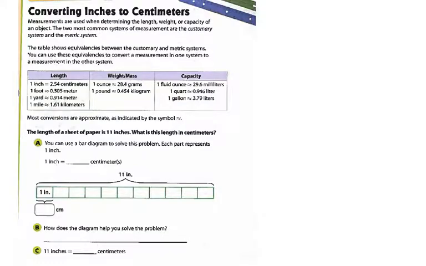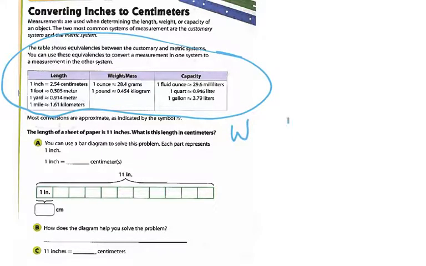And you can see here, they give us a conversion chart. So you're going to want to make sure that you have that up when you're doing your conversion. So maybe pull this video up and pause so you can see the conversion chart. So I'm going to look down here at part A. It says the length of a sheet of paper is 11 inches. What is this length in centimeters?